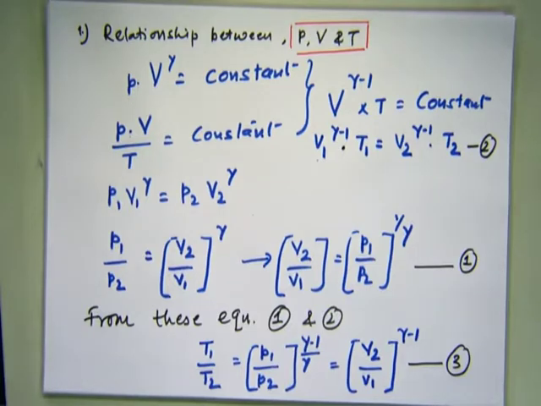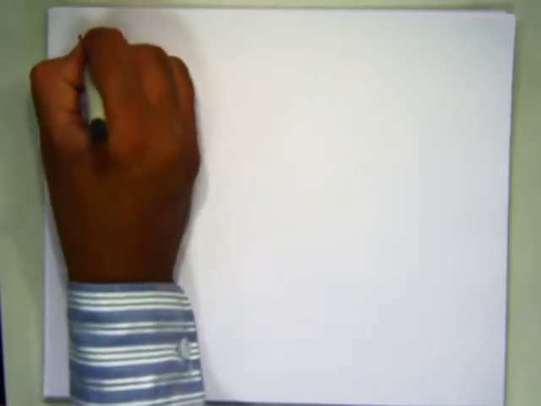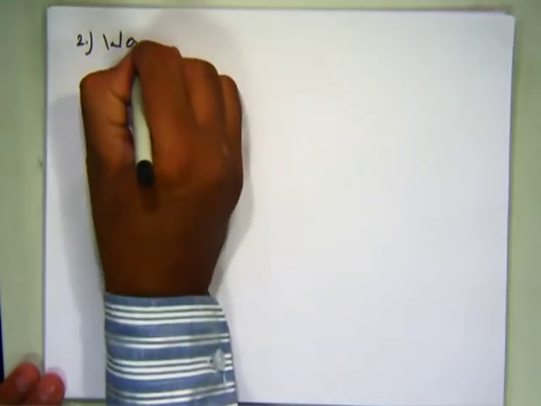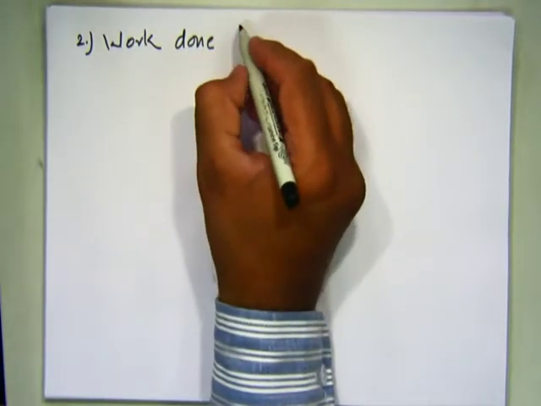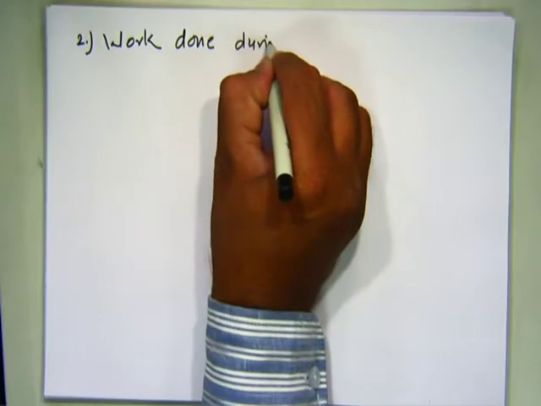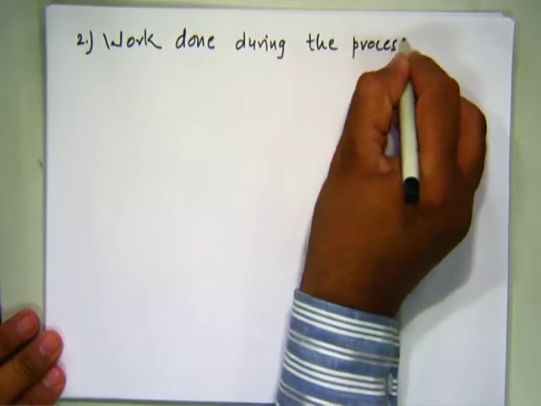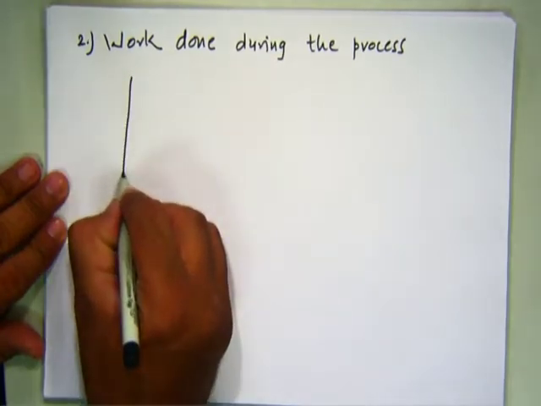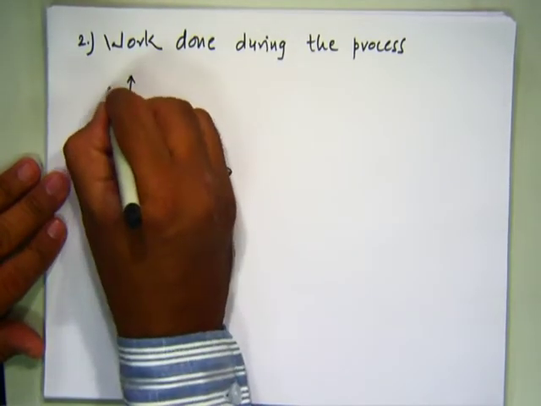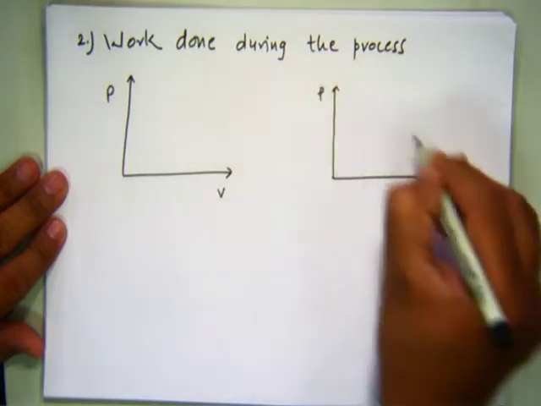Now let us see the work done during the process. The next aspect we are interested in, second, is the work done during the process. So let us see the process on the PV diagram.